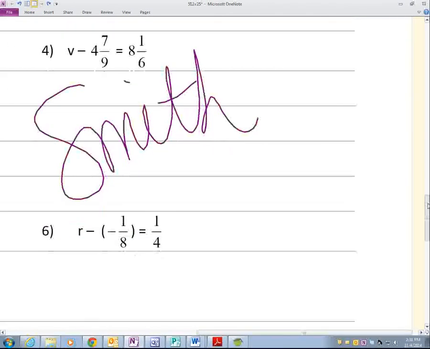Okay, now for these ones here, I'm going to show you how to set up the ones on the back side. Do you have a question on the front side? Yes, you may.